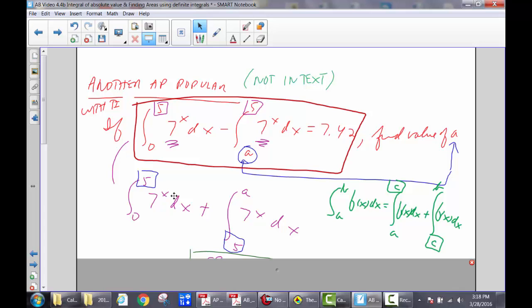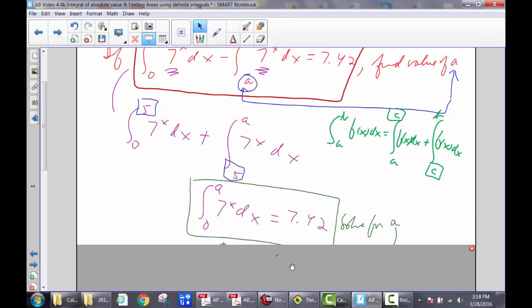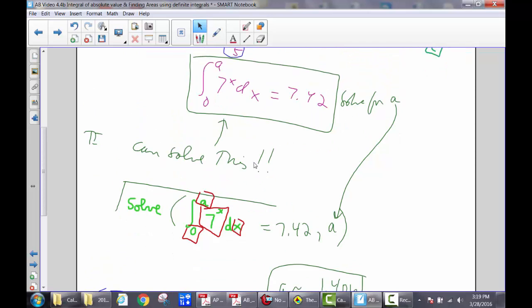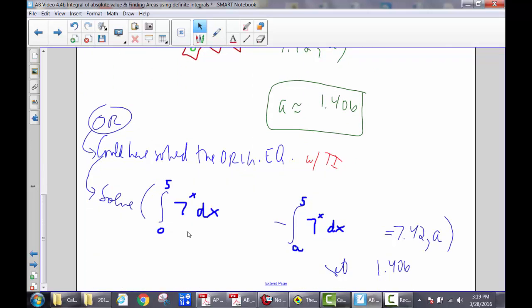And then, of course, the integral from 0 to 5 plus the integral from 5 to a would be the integral from 0 to a. And then you can just solve that on your calculator. Okay? On the other hand, this is how you can solve this on your calculator. You simply say solve, and then you just enter this thing exactly as you see it, comma a, because that's what you're solving for. But on the other hand, you could have solved the original thing they gave you on the calculator. You could actually have said solve integral 0 to 5, 7 to the x minus integral a to 5 equals 7.42, comma a, and you'd still get the same answer.